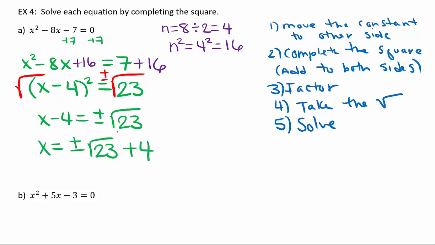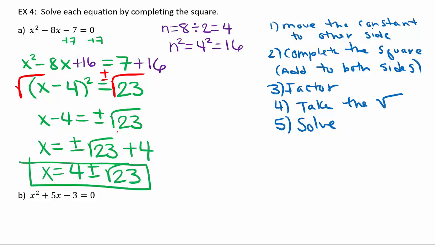Now, root 23 and 4, we can't combine those. Those aren't like radicals. So we can leave our answer like that. You can also put the 4 in front. Sometimes that looks a little bit nicer. Technically, we have 2 solutions here, 4 plus root 23 and 4 minus root 23.